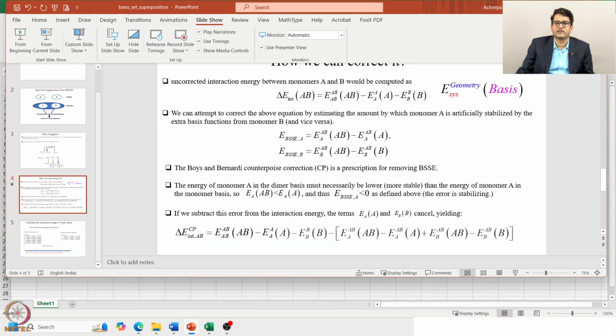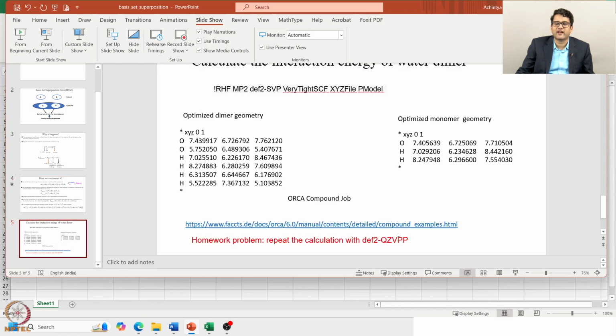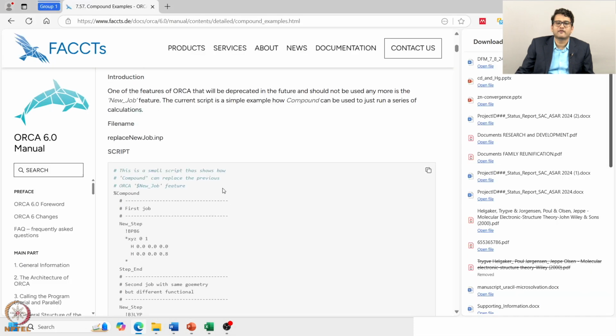So you need to calculate all these quantities, and of course we can make a separate input file for all of them and then calculate them one by one, but the ORCA compound job feature actually allows you to perform multiple calculations using the same input file. And if you go to this link, you will see how the compound feature actually looks.